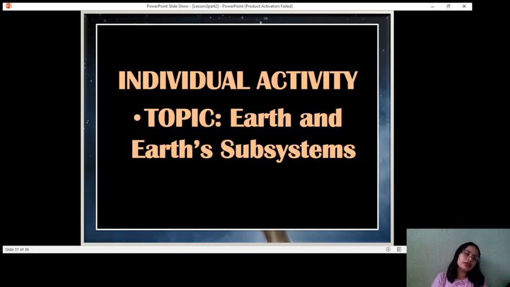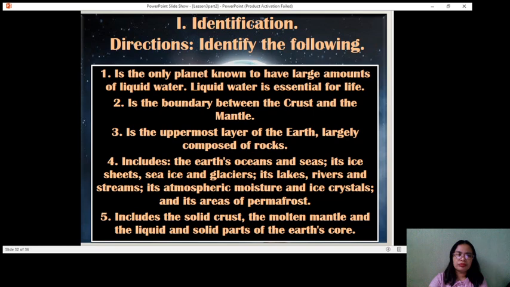Now for your assessment about our topic, Earth and Earth subsystem. Number 1, this is identification. You have to identify the following. First, it is the only planet known to have a large amount of liquid water. Liquid water is essential for life. Next, it is the boundary between the crust and the mantle.